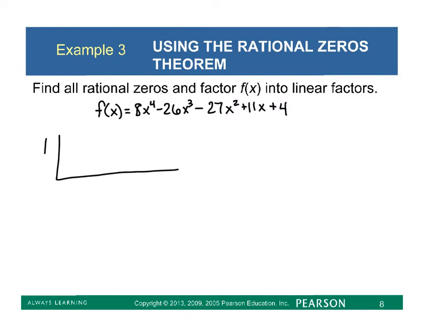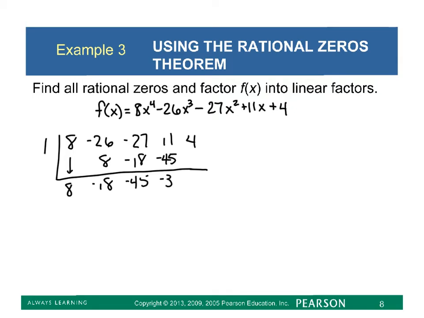Okay, 1. And list all of the coefficients. So these numbers here. And now do the process. Okay, now going through this, what we're going to see down here at the end is that we are not going to end up with a remainder of 0, which means 1 is not a factor. Okay, so this 1 is not a factor.